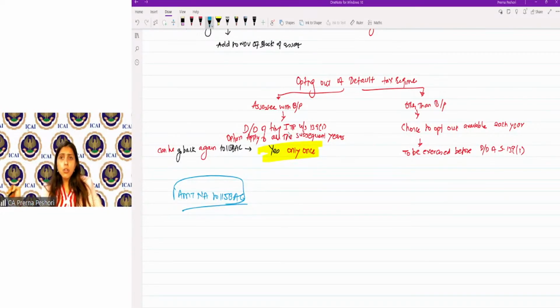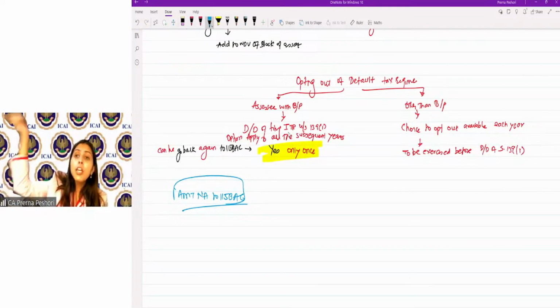And you will have to also calculate under 115 BAC, and based on the lower tax liability, you have to give your answer. If the question is silent, it is not even asking you to compute which provision is beneficial, and it is not even saying whether you have opted out of 115 BAC, then what to do? You have to go as per 115 BAC. Just write a note that you have assumed that the person has not opted out of 115 BAC.